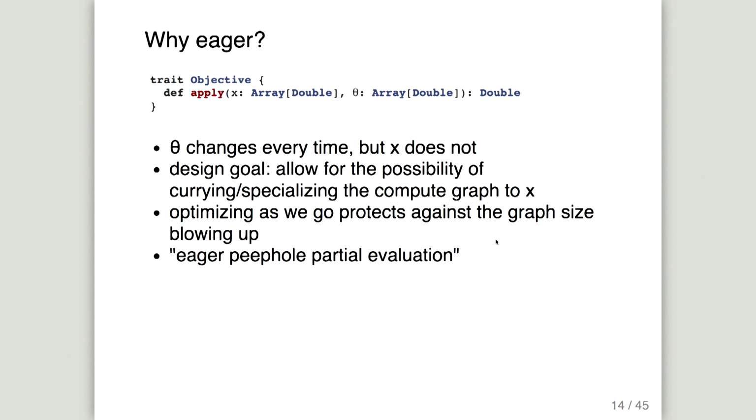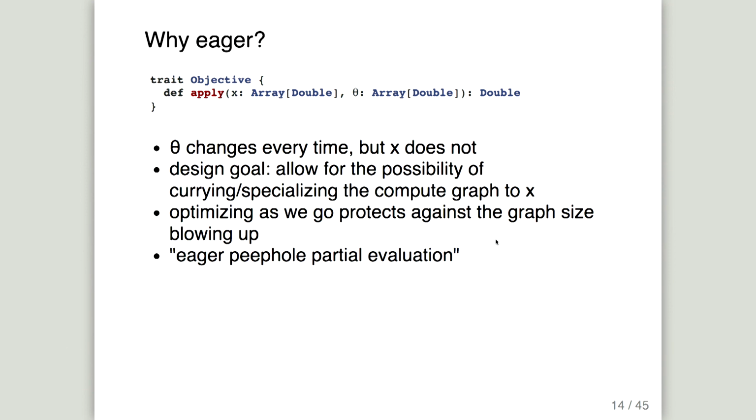Why do it eagerly, though? So one observation is that theta, the parameters, change every time, but x does not. Our known observations are known. They're not going to change between iterations. And so one design goal for this particular compute graph, because we are working in a space unlike deep learning where the data is often very small, was to allow for the possibility of currying that x parameter. We want to end up with a function that is specialized to the data and only actually takes the theta as input, which is to say we're inlining all of our data as constants in the compute graph.